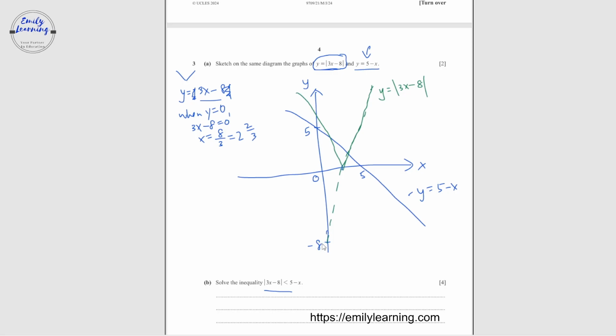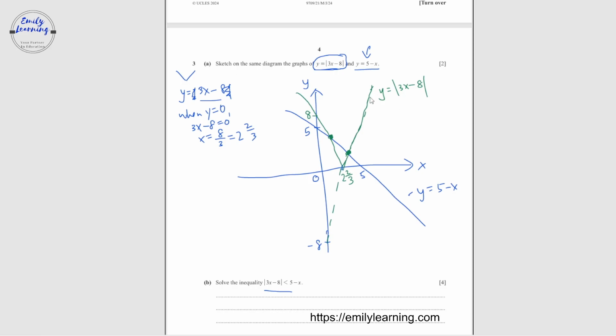Because I reflect this line here upwards, here's minus 8. When I reflect it above, here it becomes positive 8. I know that this is 2 and 2/3. I also need this point of intersection and this point of intersection, but they did not ask for it, so I'll do it in part B. So this is the answer for part A. So we have y equals to mod 3x minus 8 and y equals to 5 minus x.